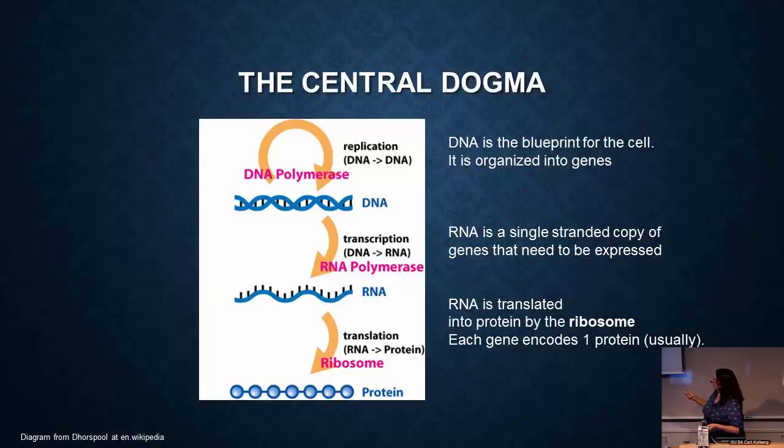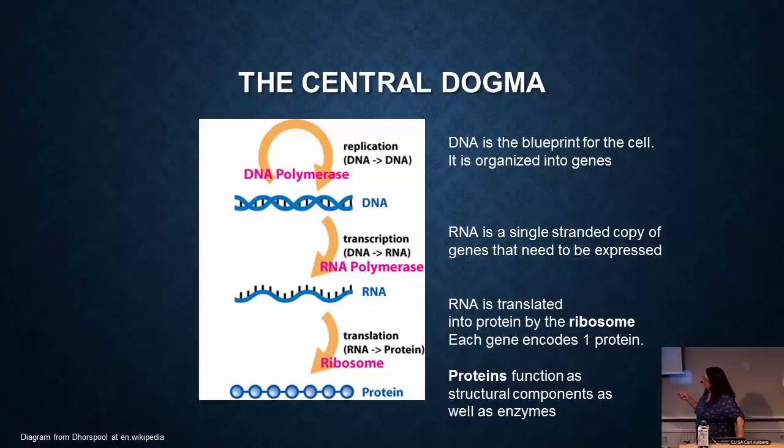And then RNA is translated into protein by a ribosome. And this is a protein-RNA structure whose job is to decode the code in the RNA and make the appropriate protein. Each gene encodes one protein, usually. Everything I say has exceptions, so usually. That's the rule of thumb.